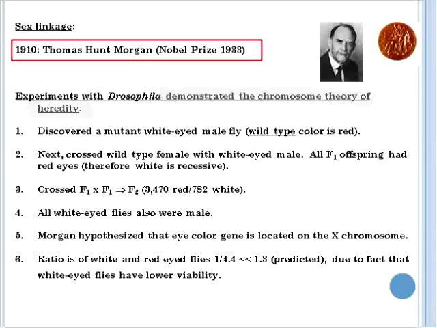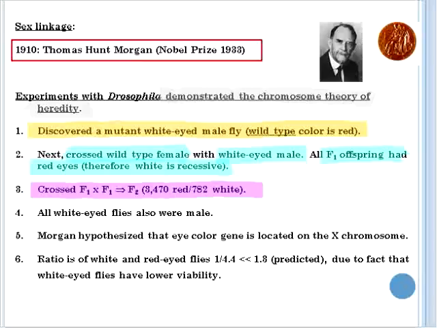He discovered a mutant white-eyed male where the wild-type color is red. He then crossed the wild-type female with a white-eyed male. All the F1 had red eyes; white is recessive. When he crossed the F1 generation to get his F2, he did get that characteristic 3-to-1 ratio. But the significant part that he noticed was that all of his white-eyed flies were also male.